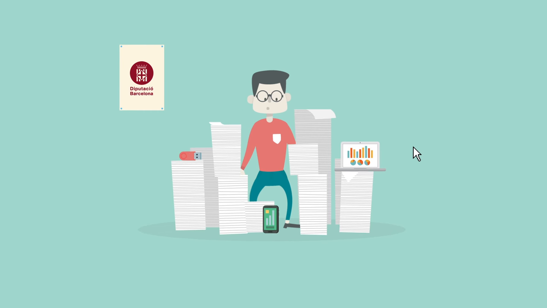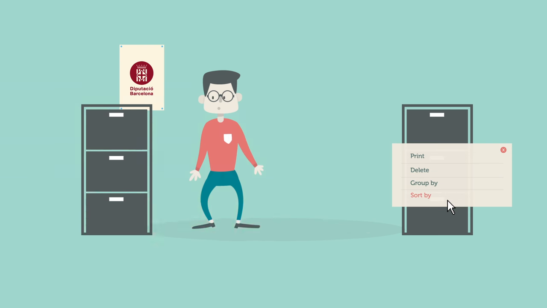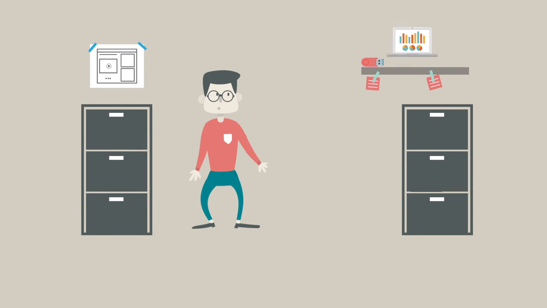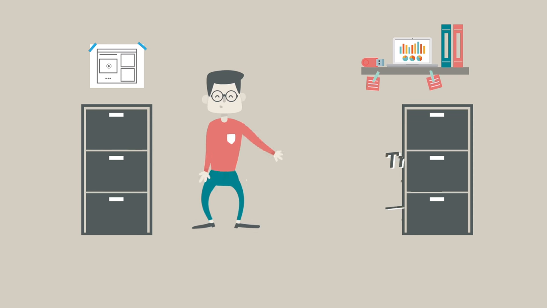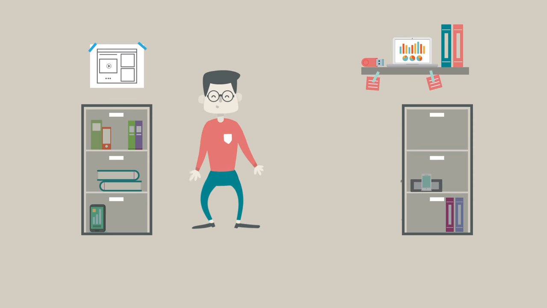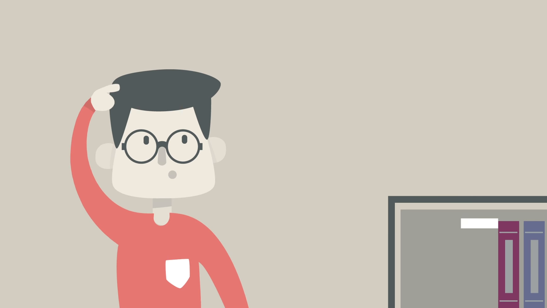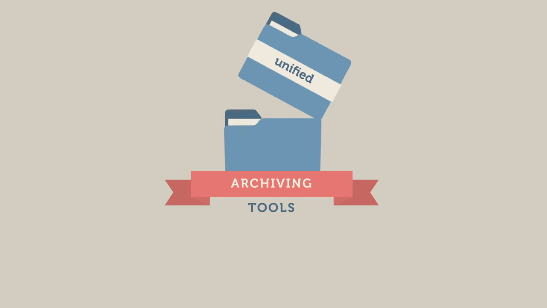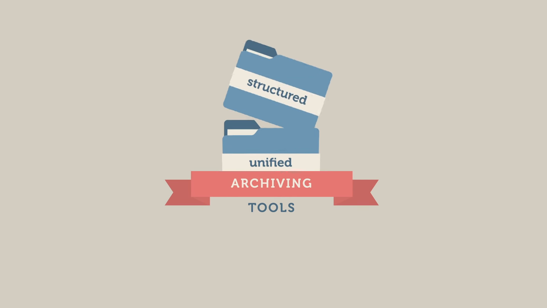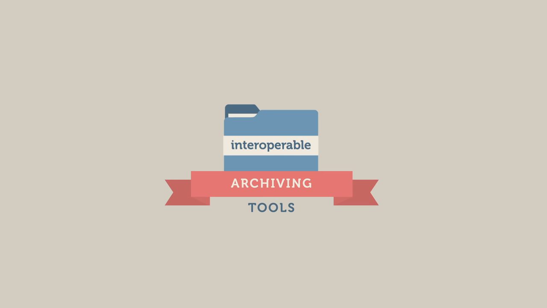Here at the Barcelona Provincial Council, we've been working hard to organise all the documents and information related to the newly passed records management policy and in compliance with the Transparency Act. How will we classify information from now on to make it more structured and accessible both now and in the future? We'll do so with new archiving tools that will allow us to create a unified structured system that is interoperable with other administrations and within our own archives.